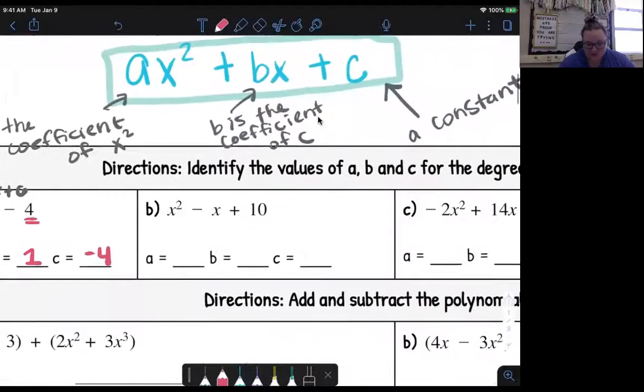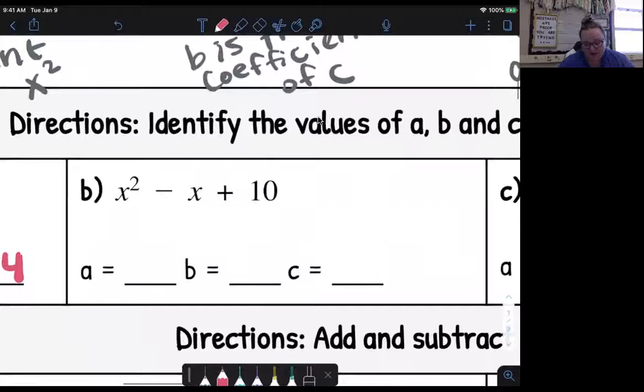So why don't you give it a shot in part B? For x squared minus x plus 10, tell me what a, b, and c are. Go for it. So a should be 1, b should be negative 1, and c should be 10.